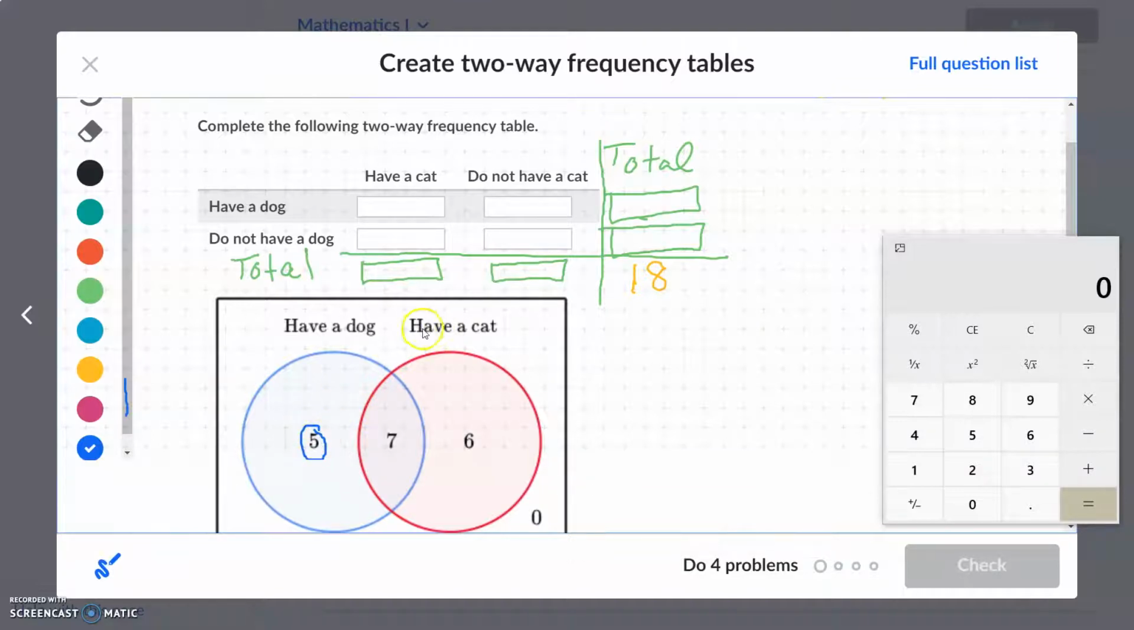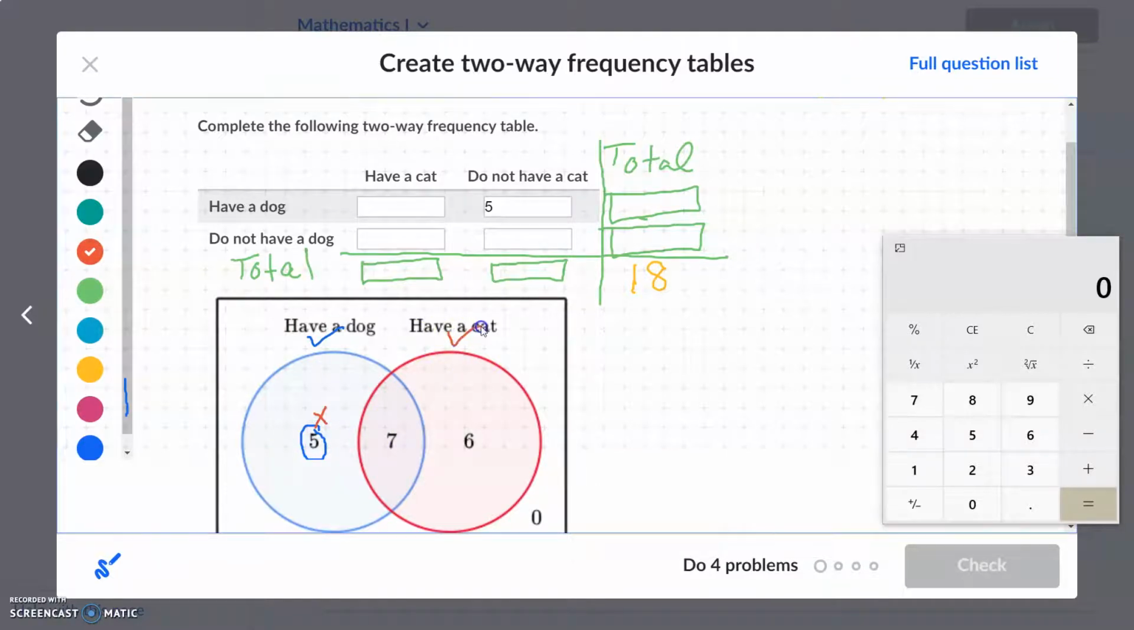Okay, but check this out. They don't have a cat because have a cat is the red circle. And this is strictly a blue number. So this is the number for have a dog, but do not have a cat. That number right there is going to be a 5. Okay, have a dog, yes. But no cat, it's not in the red circle.